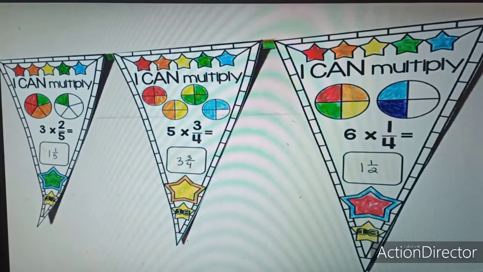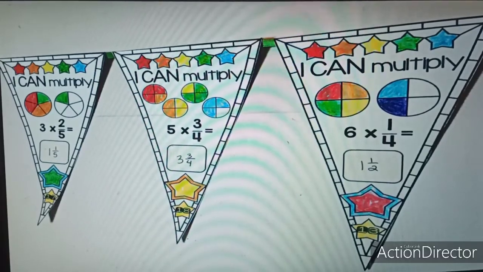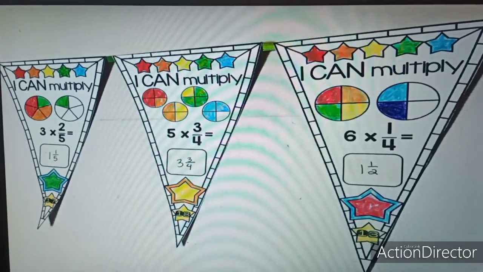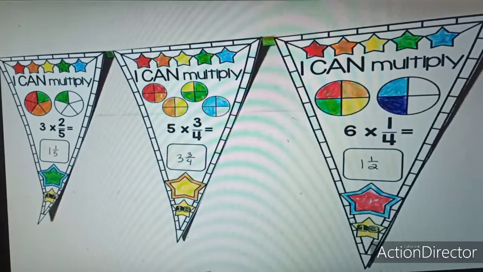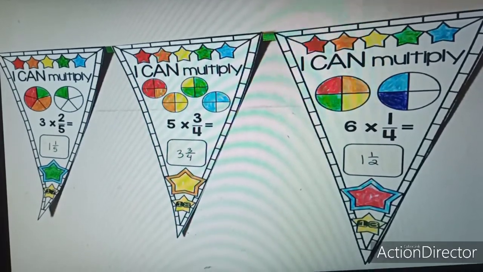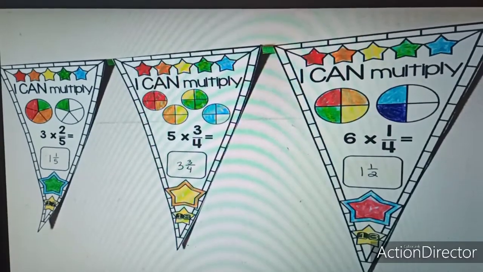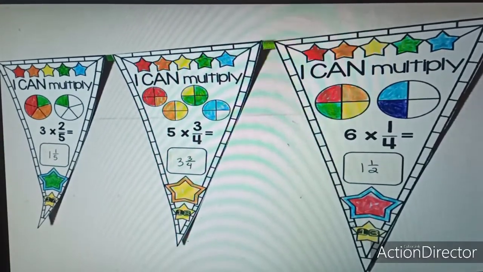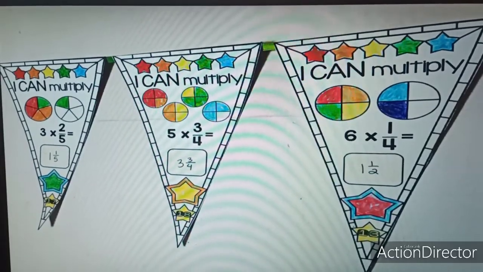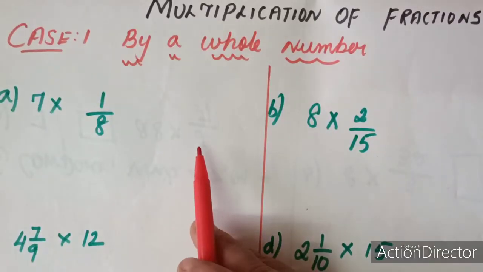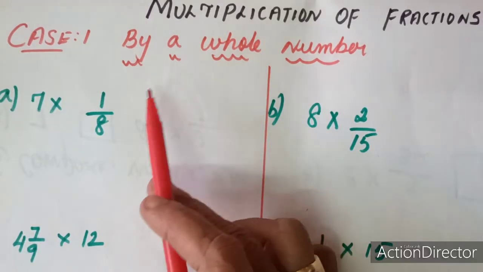You can also do a small project like this for your school project work, which shows the multiplication of a fraction by a whole number. Now let me show some more examples of how to multiply a fraction by a whole number.